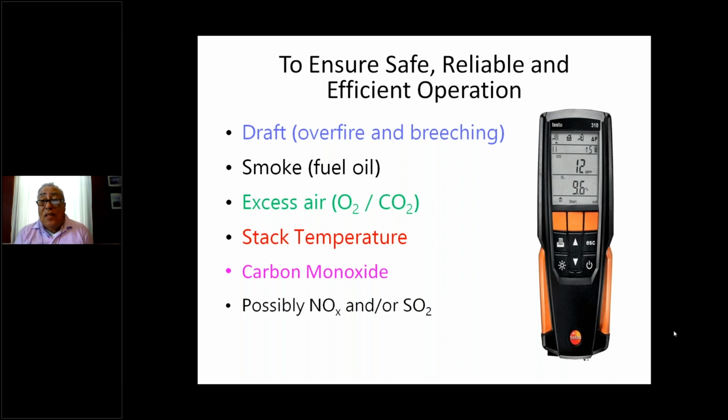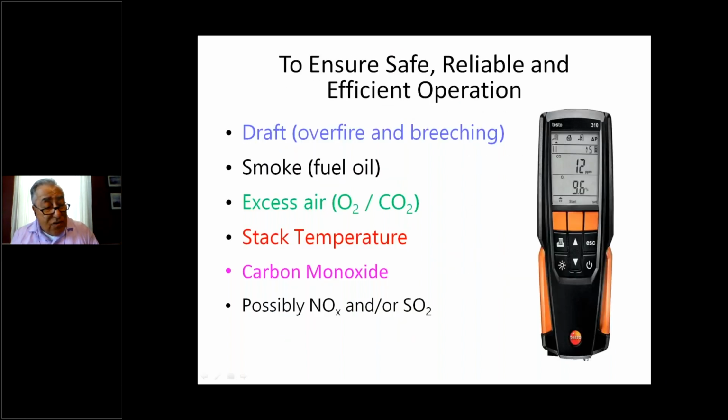And then today's equipment has the ability to test for NOx and SOx, nitrogen oxide and sulfur dioxide, which are both greenhouse gases. They're toxic, and so some of the equipment, not all, is calibrated to test for that.